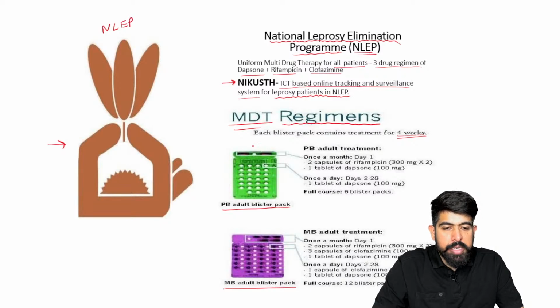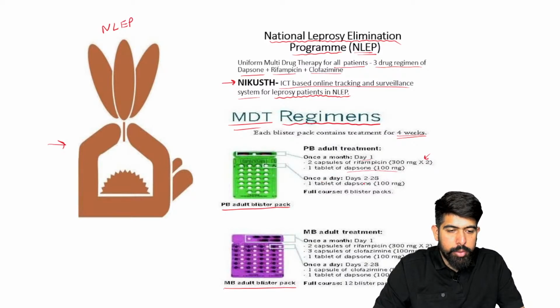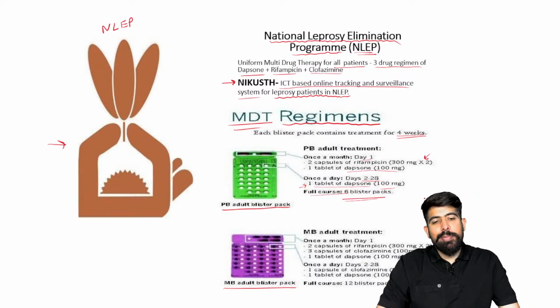So what is the treatment here? Once a month, on day one, 2 capsules of rifampicin will be provided, which is 300 mg multiplied by 2, and 1 tablet of dapsone 100 mg should be given. And once a day from day 2 to day 28, what are we giving? Yes, just only 1 tablet of dapsone, which is 100 mg. The full course is 6 blister packs in paucibacillary leprosy.